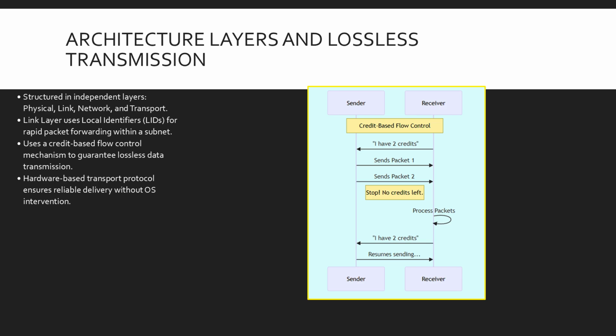This sequence diagram illustrates InfiniBand's credit-based flow control. The receiver first tells the sender it has 2 credits, representing available buffer space. The sender transmits packet 1 and packet 2, exhausting its credits. Crucially, the sender then automatically stops transmitting, preventing a buffer overflow and packet loss. Once the receiver processes the data, it sends new credits back, allowing the sender to resume. This hardware-level conversation ensures data is never lost due to congestion.